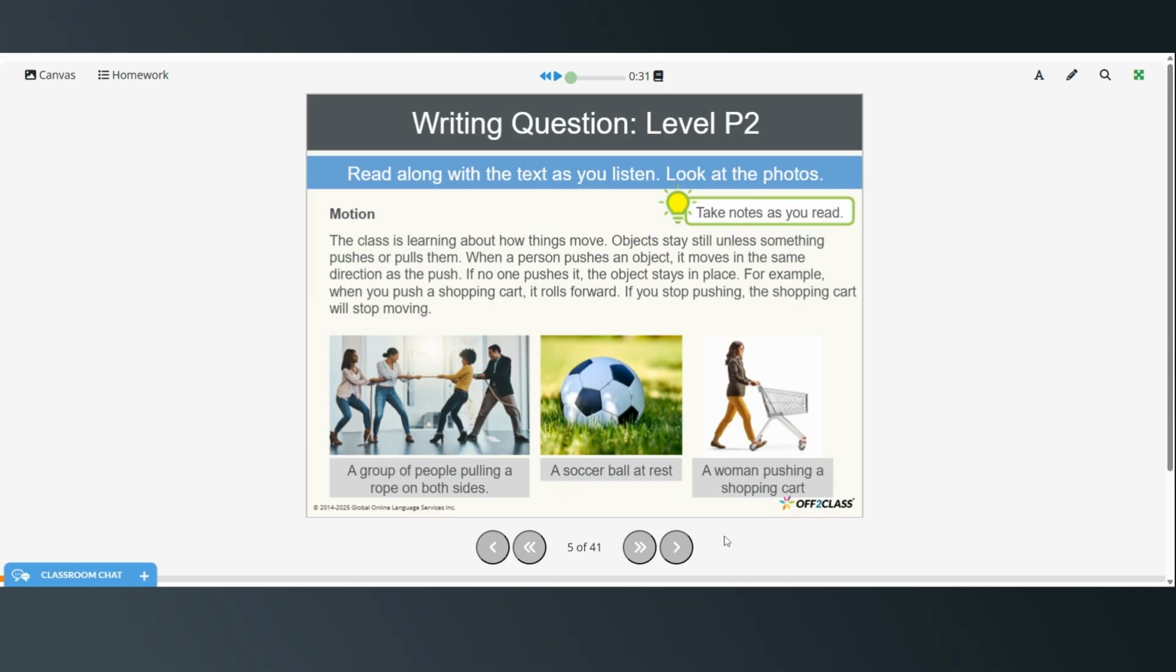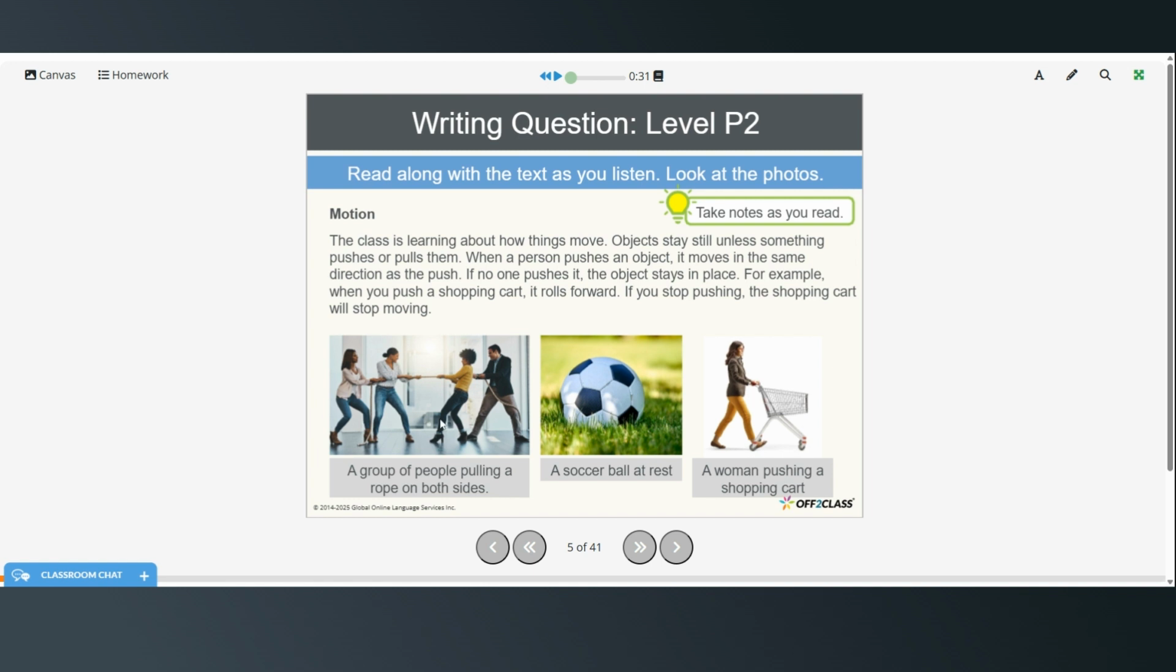Alright, you can read along with the text as you listen and take notes as you read. Motion. The class is learning about how things move. Objects stay still unless something pushes or pulls them. When a person pushes an object, it moves in the same direction as the push. If no one pushes it, the object stays in place. For example, when you push a shopping cart, it rolls forward. If you stop pushing, the shopping cart will stop moving.